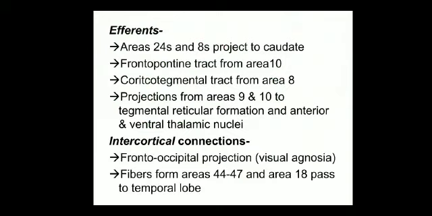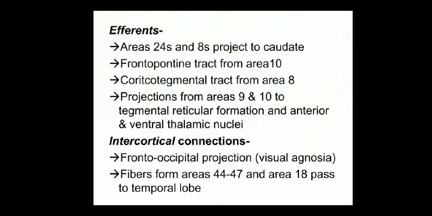So the inhibitory areas 24S and 8S discharge to the caudate nucleus. And then the frontopontine tract. The fibers from area 10 pass between the head of the caudate nucleus and the putamen in the anterior limb of the internal capsule to the pontine nuclei and then to the cerebellum. So this is the frontopontine tract, from area 10 to the pontine nuclei and then to the cerebellum.